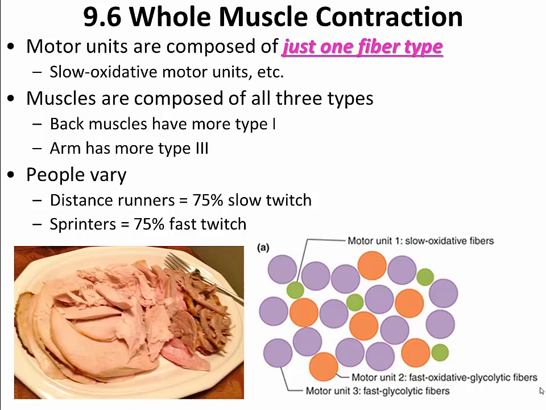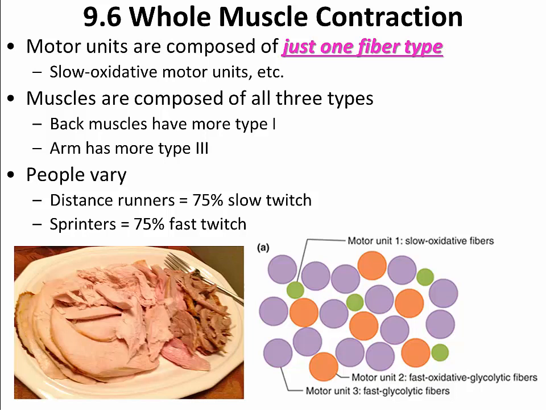In section 9.6, we look at some aspects of whole muscle contraction. And the very first thing that we look at is the composition of muscles themselves in terms of the three types of muscle fibers that we previously discussed. Just to review, we have three types of muscle fibers. Slow oxidative fibers, which are known as type 1, fast oxidative glycolytic fibers, which are known as type 2, and fast glycolytic fibers, which are known as type 3.